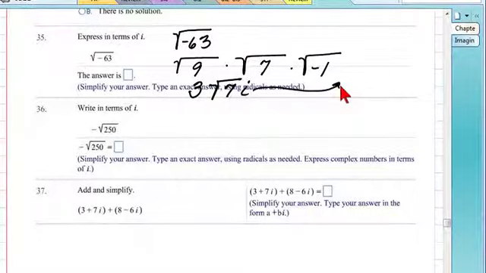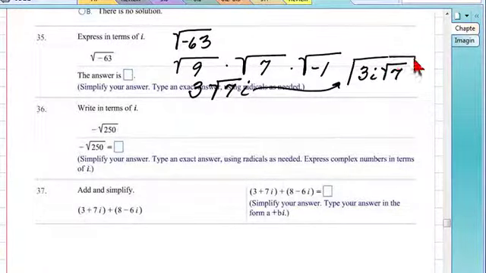It could be that the best form for writing this would be 3 times i times the square root of 7. I don't have a problem if you have the i at the end. But once again, it was just a printing issue that is the reason they put the i in front of the radical as opposed to behind the radical.